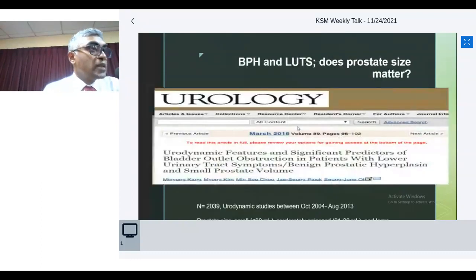So does the size of the prostate matter with these symptoms? There are studies saying that it matters, but even with very small prostates, patients can have the full range of symptoms with this disease.